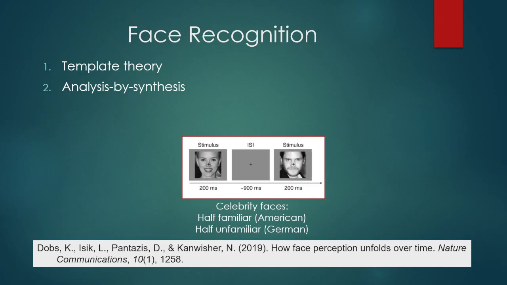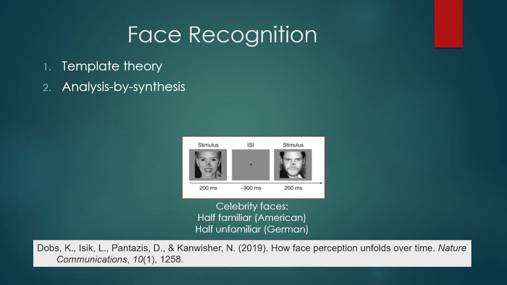And as you can see on this picture, you're shown the picture of the face for 200 milliseconds, and then the ISI, what's called an interstimulus interval, is going to be about 900 milliseconds. So that's almost a second. 200 milliseconds is about a fifth of a second. The 900 milliseconds is almost a second, because a second is 1,000 milliseconds.